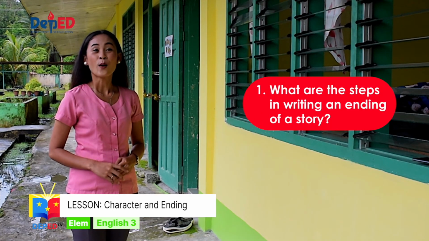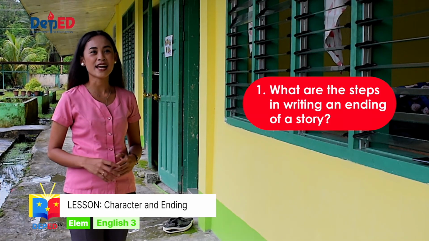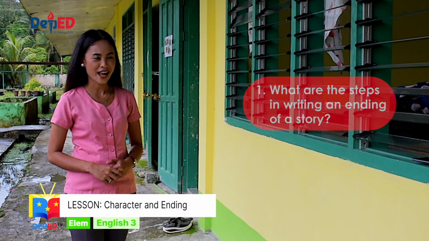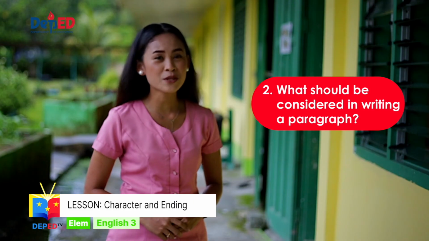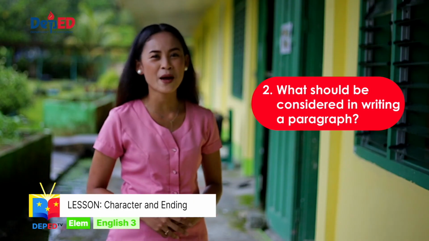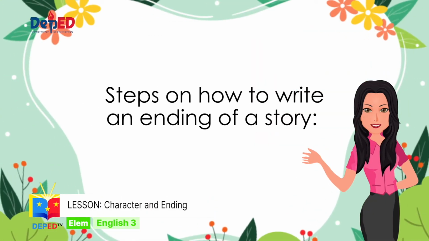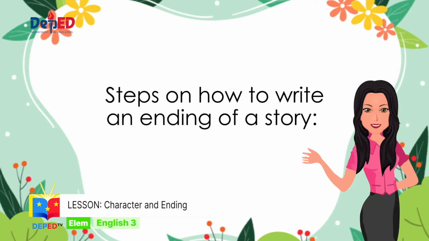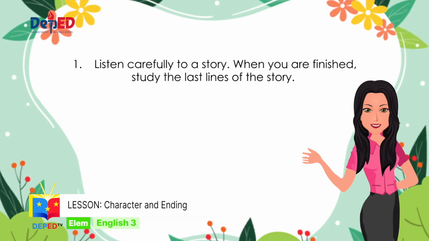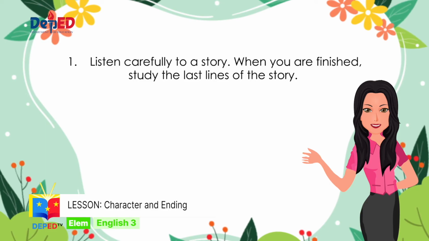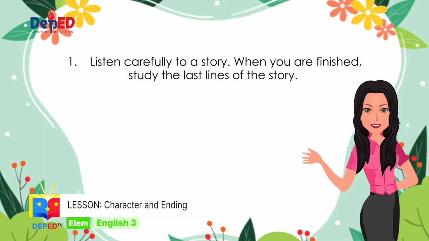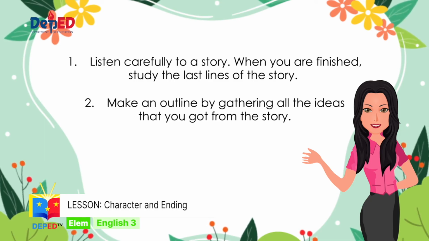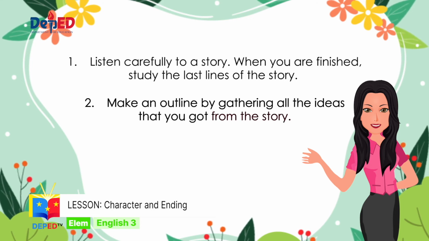Number 1. What are the steps in writing an ending of a story? Number 2. What should be considered in writing a paragraph? Again, in writing an ending of a story, number 1, listen carefully to a story. When you are finished, study the last lines of the story. Number 2, make an outline by gathering all the ideas that you got from the story.